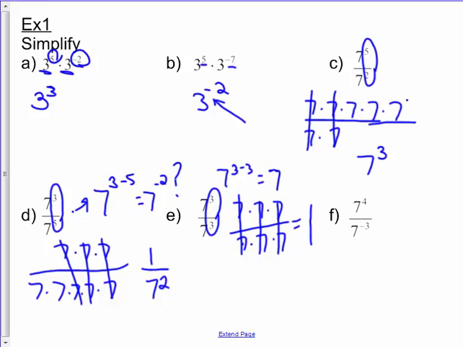Now, again, I could subtract these. Well, what's 3 minus 3? That's 0. So we have the idea that 7 to the 0 is the same thing as 1.